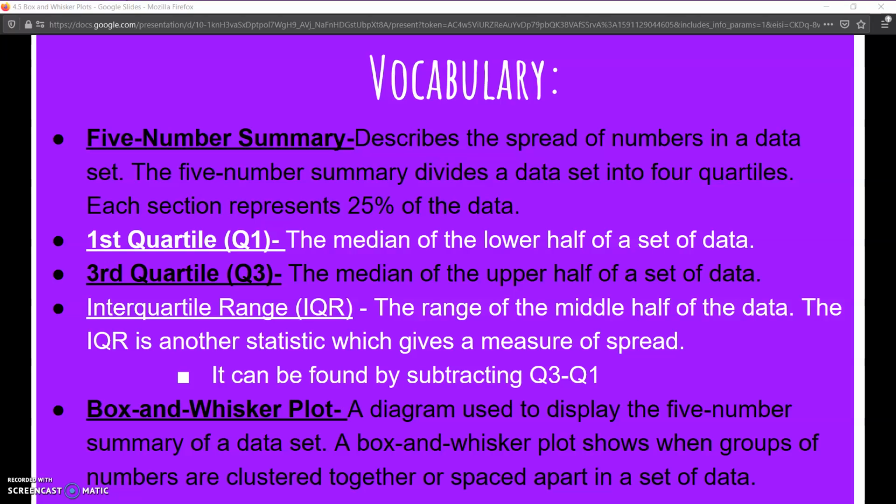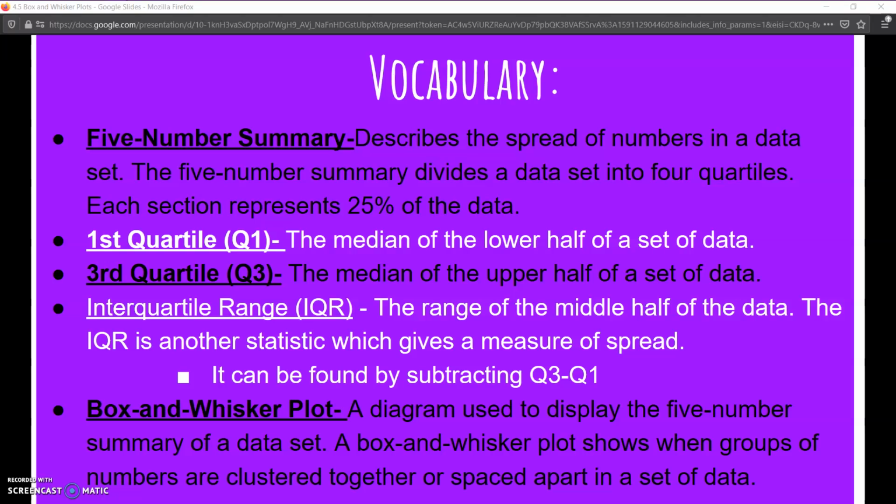There are 2 quartiles that we call quartiles, the first and the third ones. The first quartile is the median of the lower half of the set of data, and the third quartile is the median of the upper half. So think of them as the first quartile being in the middle of the bottom half, and the third quartile is the middle of the top half. So 1/4 and 3/4, basically, if you're looking at a fraction bar.